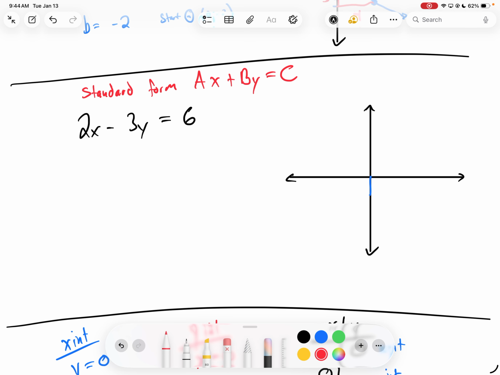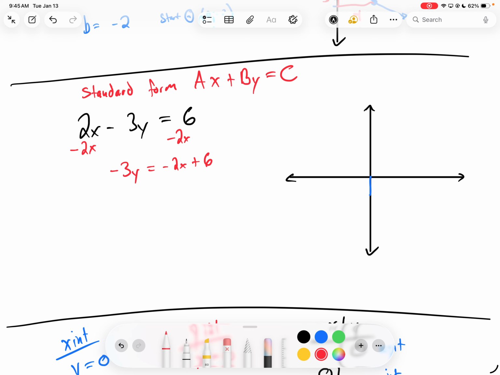But what we want to do is make this look like y equals mx plus b. So I want to get this y by itself. So I need to get rid of everything that's bugging the y. The first thing I'm going to do is subtract 2x from both sides. And I get negative 3y equals negative 2x plus 6.